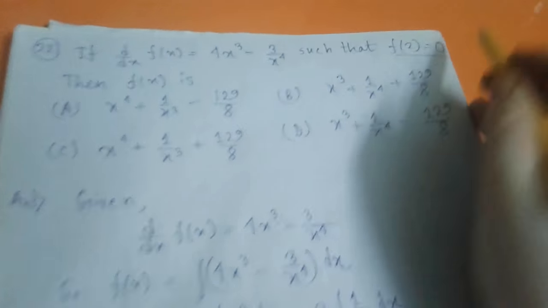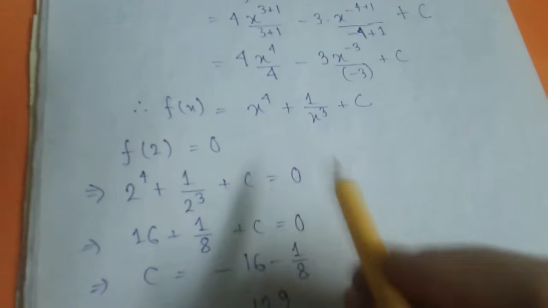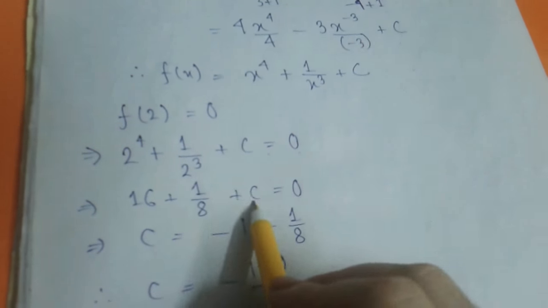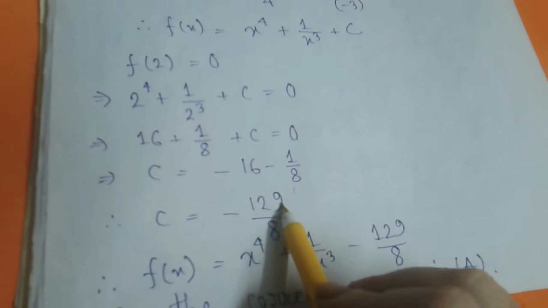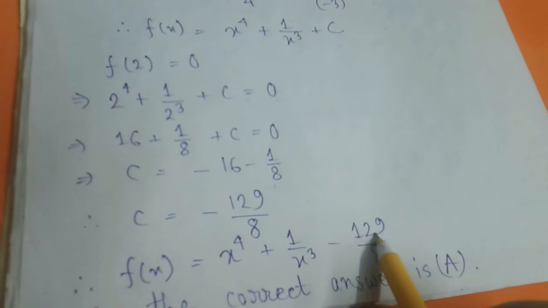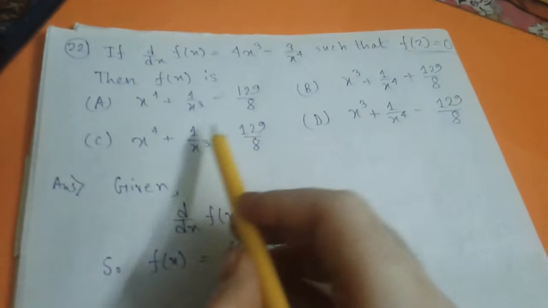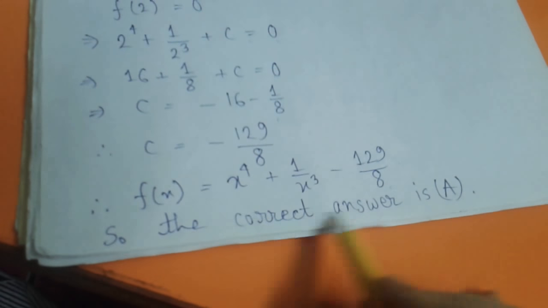Given that f(2) equals 0, so 2 to the power 4 plus 1 by 2 cube plus c equals 0. That is 16 plus 1 by 8 plus c equals 0. That is c equals minus 16 minus 1 by 8. So c equals minus 129 by 8. That is f(x) equals x to the power 4 plus 1 by x cube minus 129 by 8. So option A is correct. So the correct answer is A.